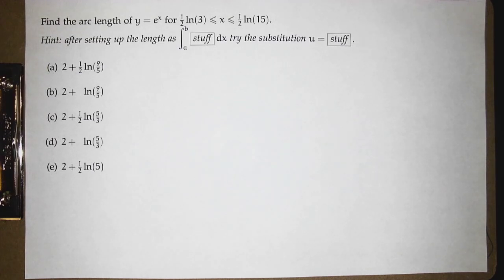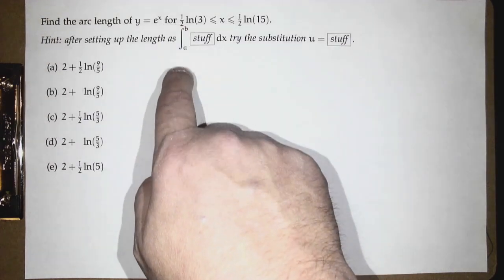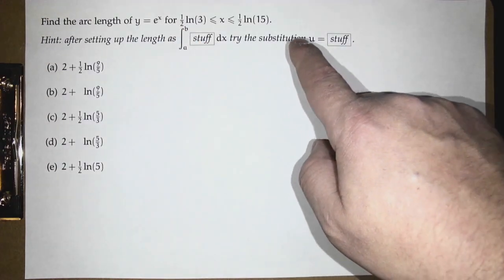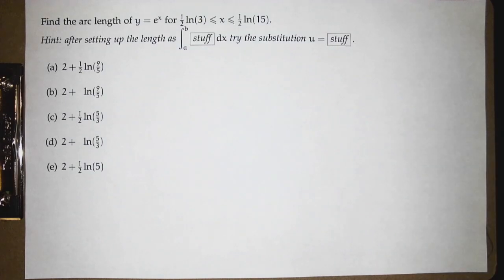It says, hint: after setting up the length as an integral from something to something of stuff, dx, try the substitution u equals stuff. Like I said, technical, but hopefully lots of people were able to decode that. Do we have an answer? Because we have 5 options. One of them is the right answer.